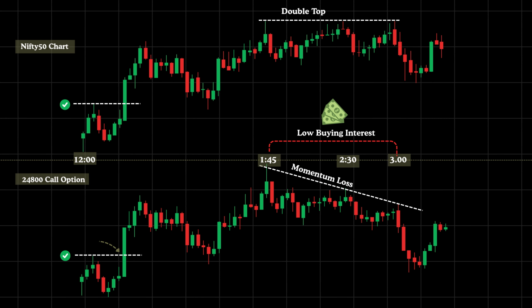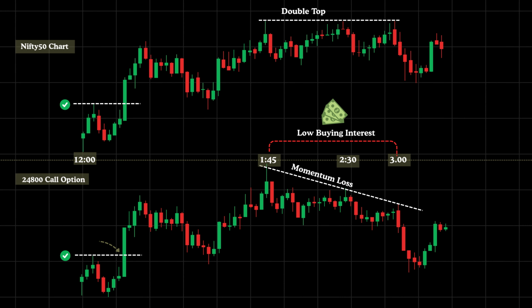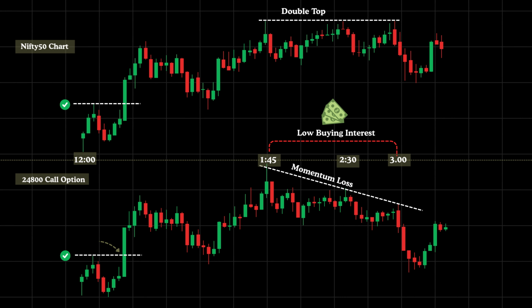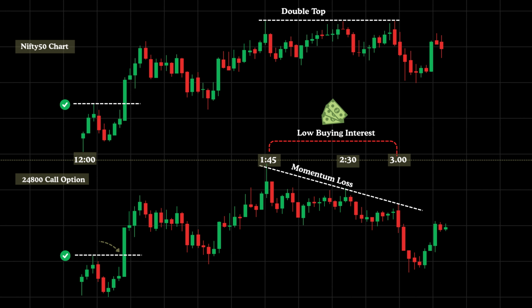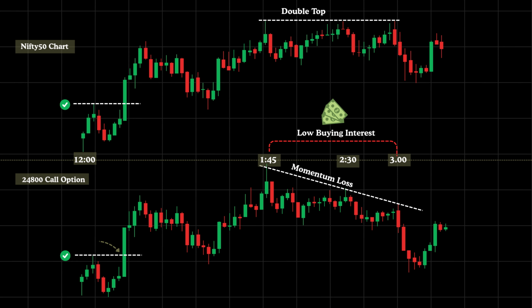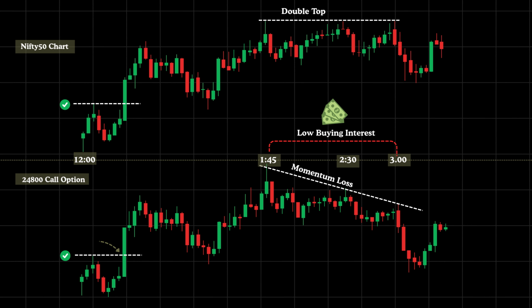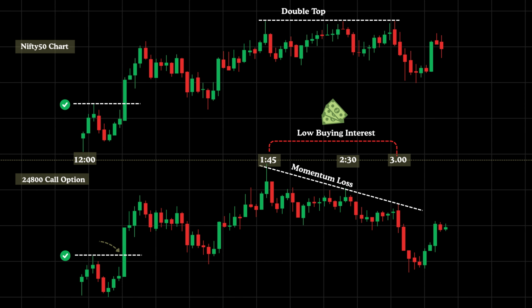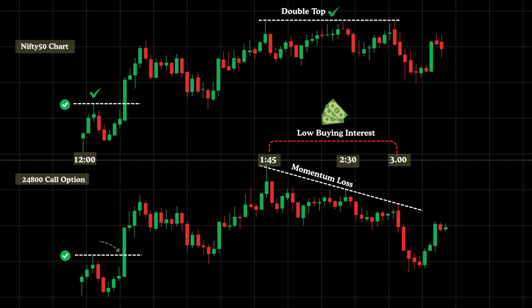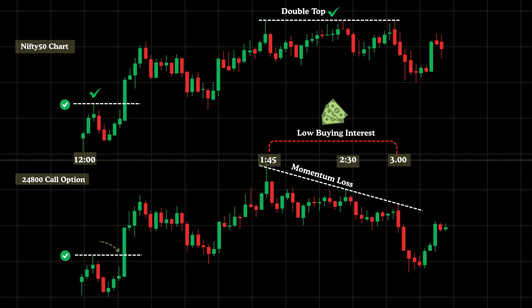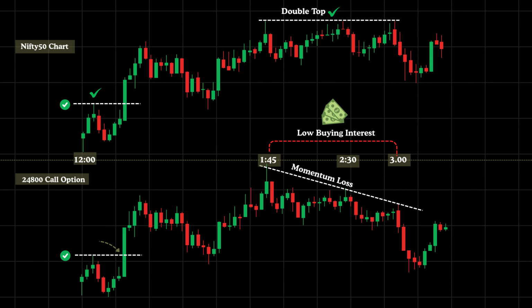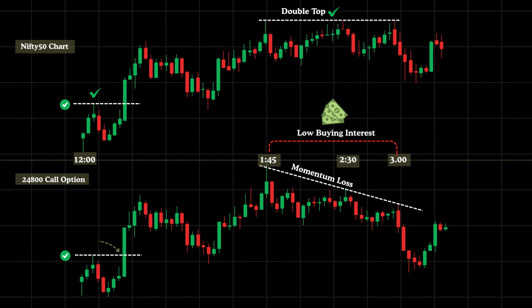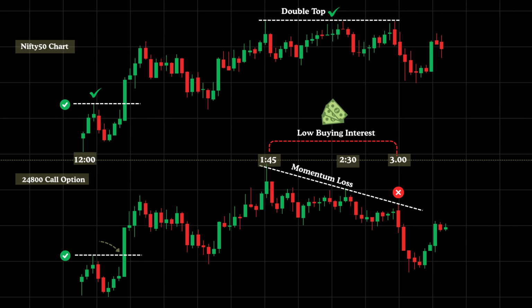At such times, you should avoid buying options, because unless there is active interest from buyers driving the option premium, momentum will not build. To assess whether an option has momentum, you can easily compare its premium movement to the index chart by marking key levels on the index. If both show similar momentum, it's a signal to buy. If momentum has weakened, understand that this option is no longer favorable for buying.